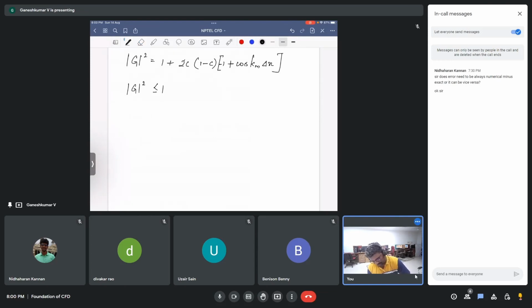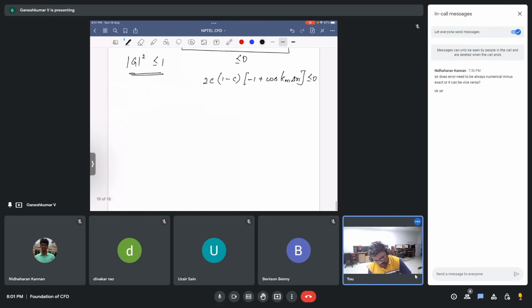So if it has to be less than 1, this term has to be less than or equal to 0. Is this fine? Yes, sir. Right. So then this term, 2c into 1 minus c into minus 1 plus cos km delta x, should be less than or equal to 0, right? That's what I just restated.